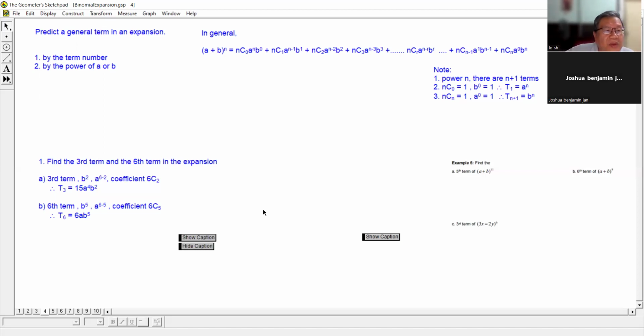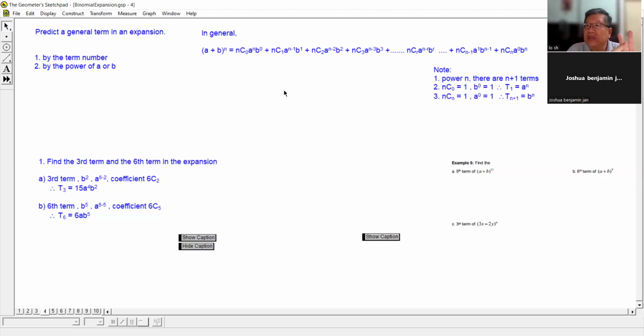The third term will be b to the power of 2. Why do I say the third term is b to the power of 2? The first term is b to the power of what? Can you tell me? 0. So b to the power 0, b to the power 1, b to the power of 2. So the third term is actually b to the power of 2.